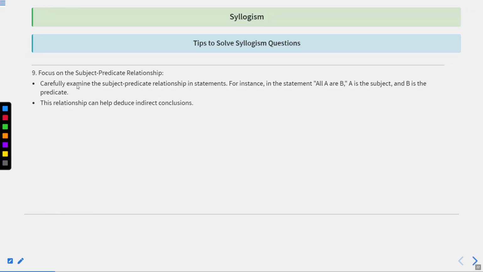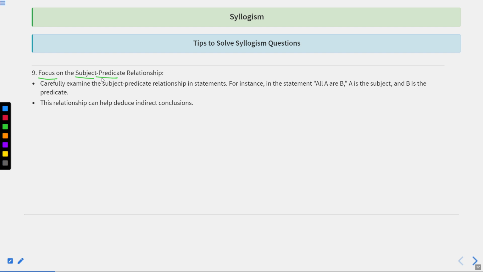Now, focus on the subject predicate relationship. As I have already informed you, subject and predicate form a very important part whenever we are solving questions. Some P is Q. You can say that some Q is P. Correct? But if some P is Q, can you say that all Q are P? No, you cannot say that, because you cannot take that into consideration.